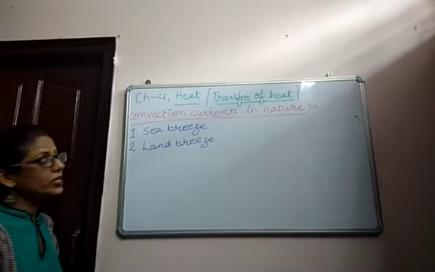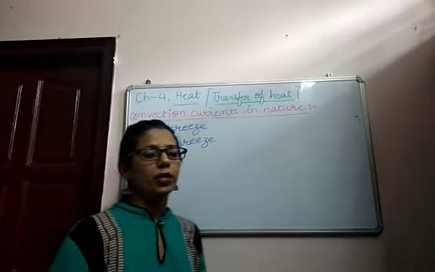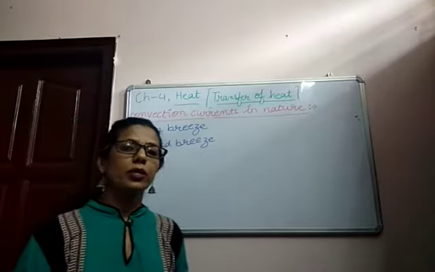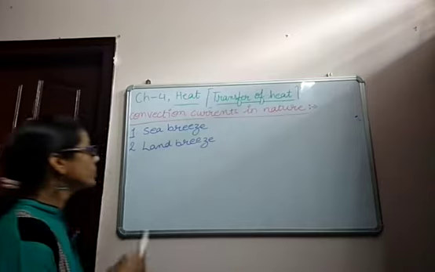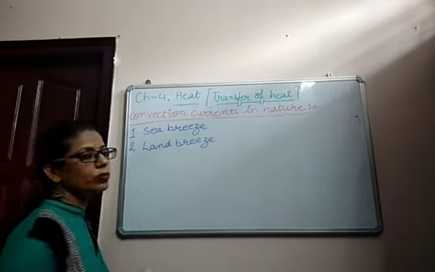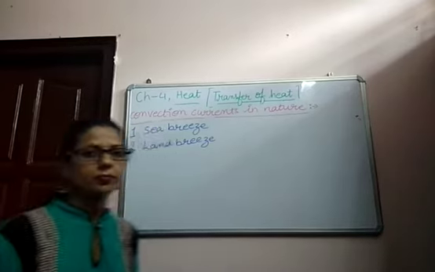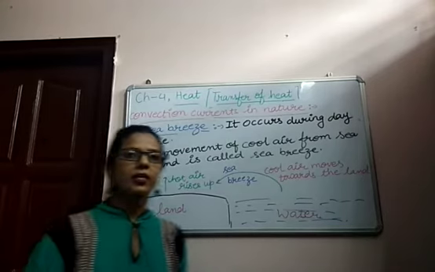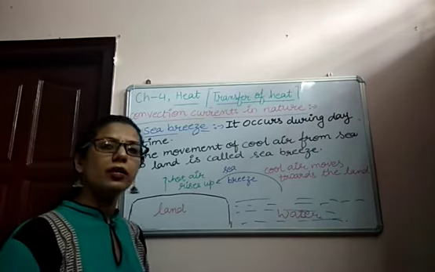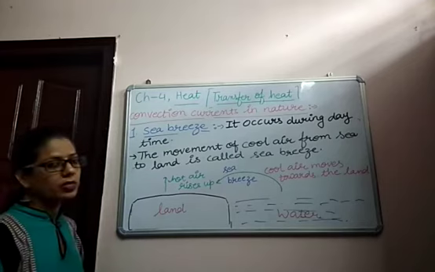Now next, convection currents in nature. It means convection currents are also experienced in nature. The people living in coastal areas experience convection currents in the form of sea breeze and land breeze. We will discuss these one by one in detail. As we are saying, convection currents also occur in nature in the form of sea breeze and land breeze. The people who live in coastal areas experience the sea breeze and land breeze.